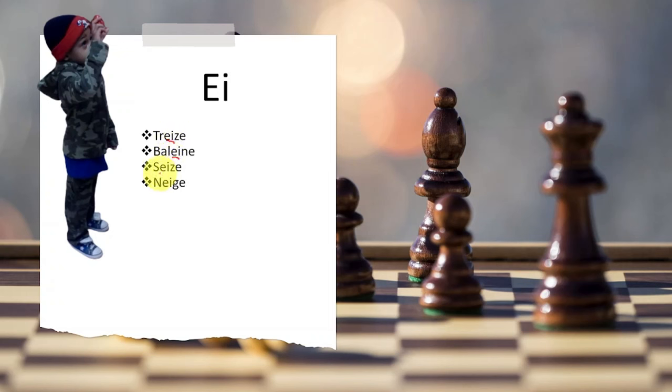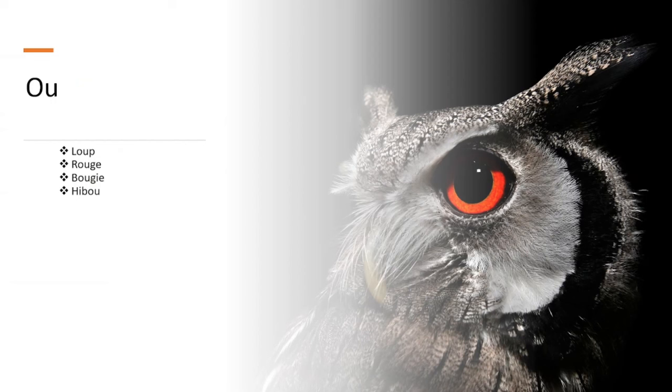This is where the place is sounding. The sound. So treize, treize, baleine, seize, neige. You know, like she says. If in case you have a problem to pronounce some of the English verb, she says, just remind the letter says, says. Okay. So again, treize, baleine, seize, neige. Okay.